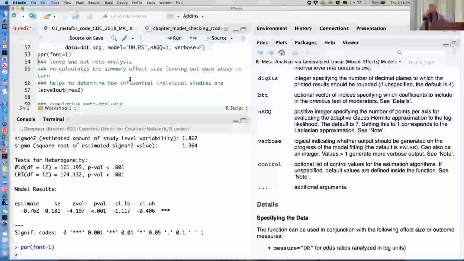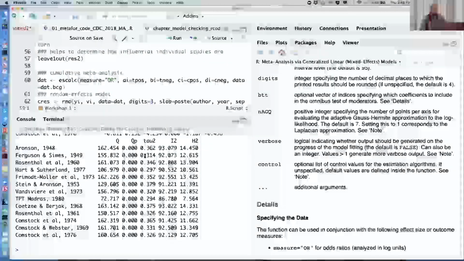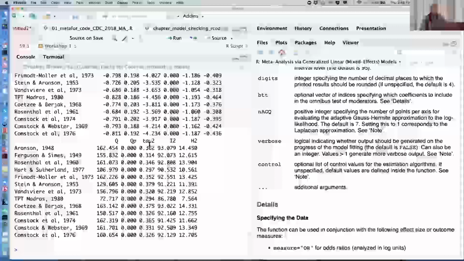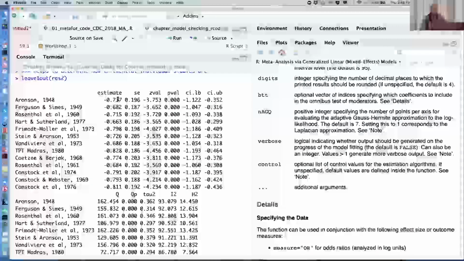Then another thing we could do is what's called a leave one out meta-analysis. That means that you do the analysis, leaving each study out in turn. And you can see how the results vary with that. So here's the estimate without the Aronson study. Here's the estimate without the Ferguson study, and so forth. And again, there's not a huge amount of variability here, although between here and here, that's a bit of a difference. But again, all of them are going to be significant. So it's saying that if you leave out one study, you still get the same answer. So it's a fairly robust analysis.